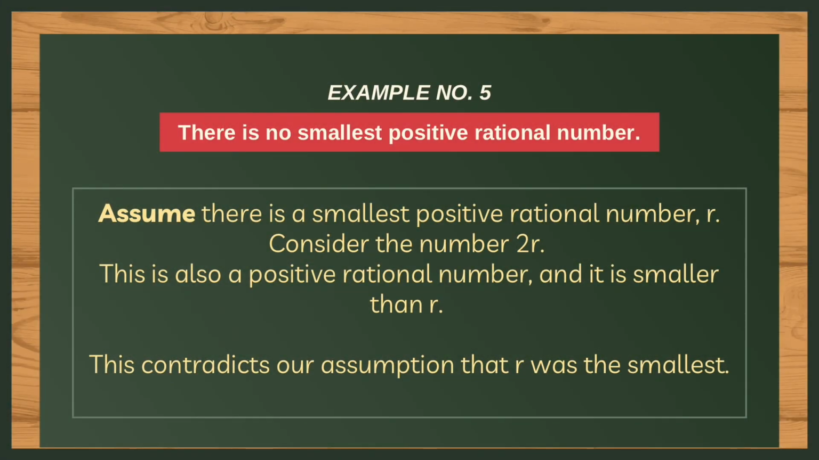Example number 5. There is no smallest positive rational number. Assume there is a smallest positive rational number, r. Consider the number r/2. This is also a positive rational number and it is smaller than r. This contradicts our assumption that r was the smallest.